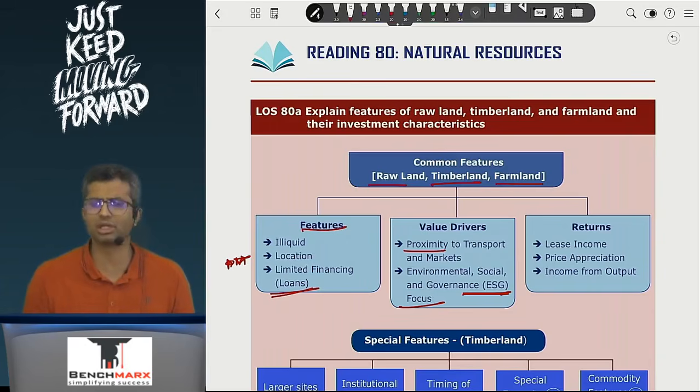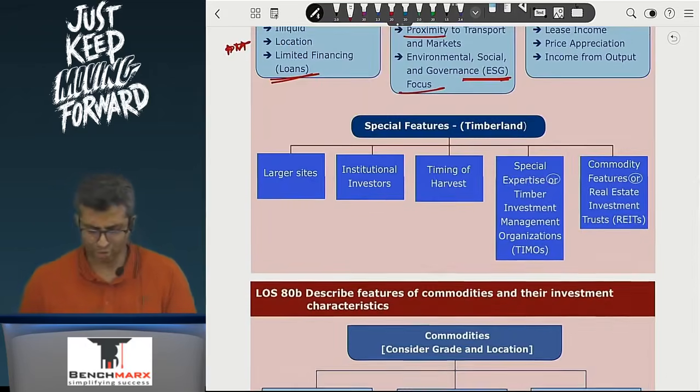Returns: usually you can rent this land out and earn some rental income, or you can grow something on the land and earn income from the crops or the harvest that gets generated, apart from the capital appreciation that will be there for this land. So these are the sources of the return.